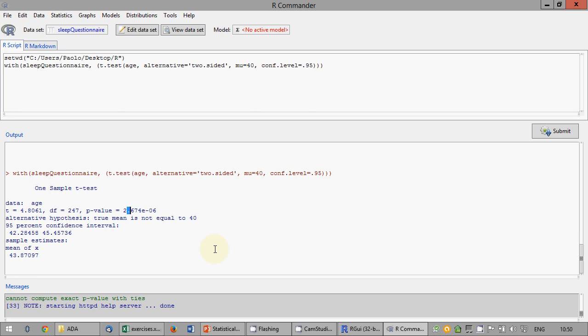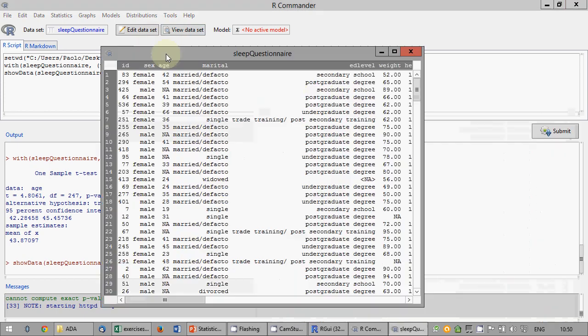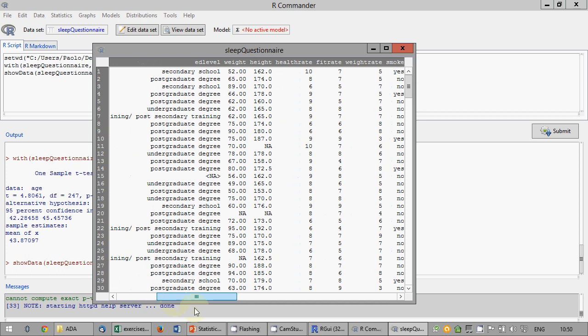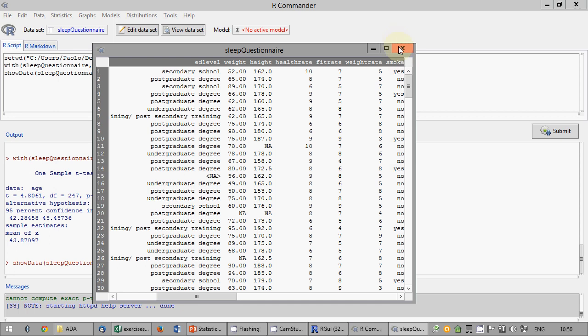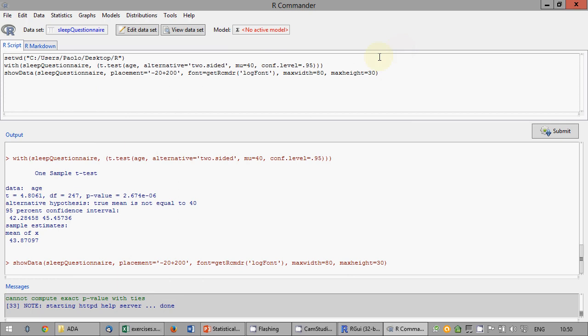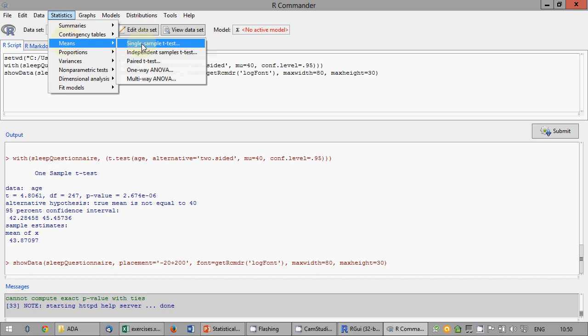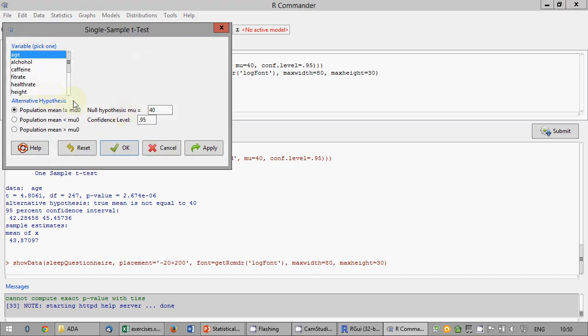Okay. Well, which variables do we have? Let's see. Other scale variables: the weight and the height. Let's make the hypothesis that the average weight is, well, given a quick look here, 80 seems rather high. Let's say 75. So H0 hypothesis: average weight is 75. Statistics, means, single sample t-test. Weight. As you can see, doing this kind of test is easy with a computer.